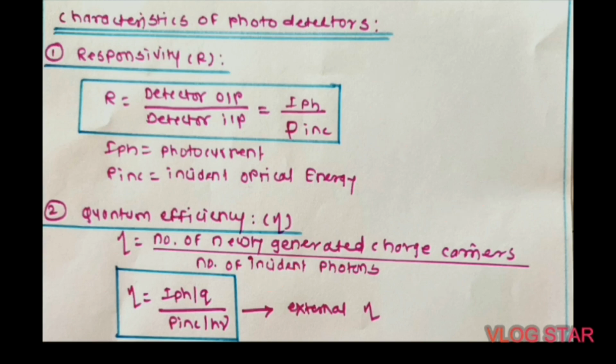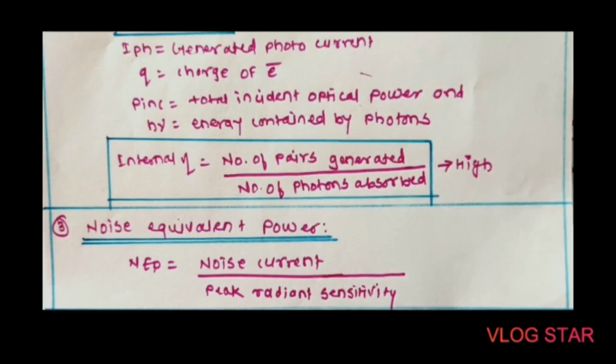We can also calculate the internal efficiency of a photodetector. It is defined as the ratio of the number of pairs generated to the number of photons absorbed. The value of this internal quantum efficiency is high because of the internal mechanism, which involves the recombination of holes and electrons, so it has a high quantum efficiency value.